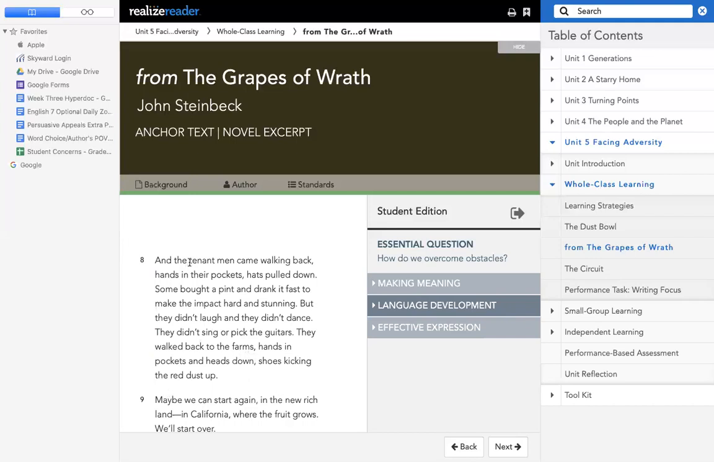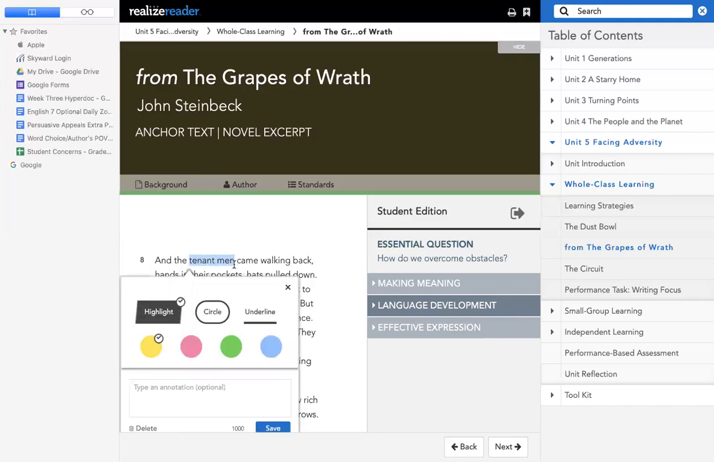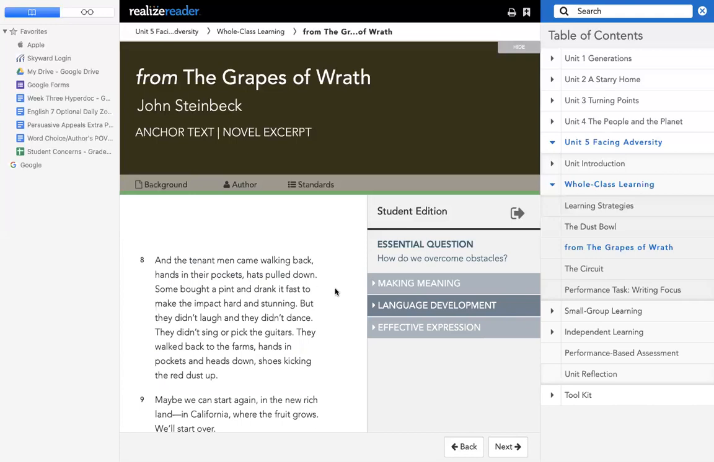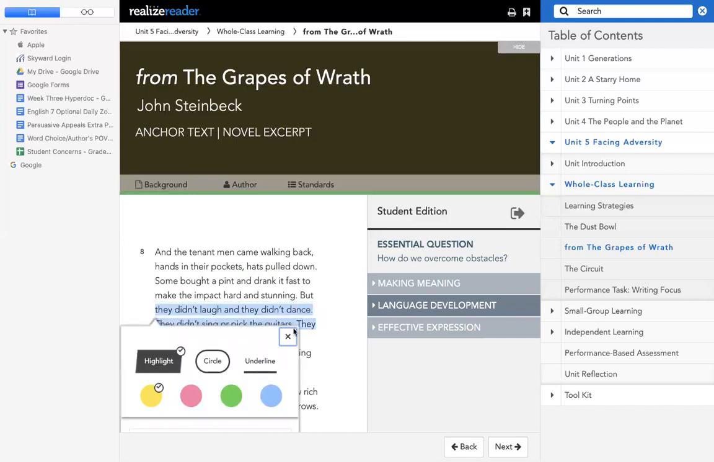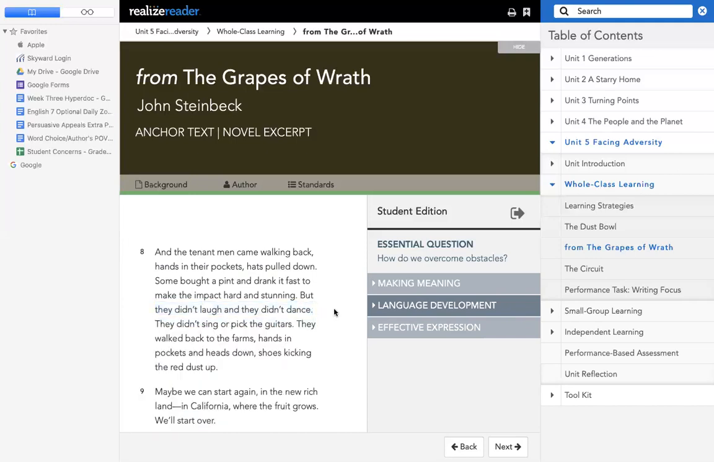This last paragraph, remember the tenant men are the men who are selling this stuff to try and make just a little money so they can start over. This paragraph describes them coming back from having sold all these things. And as you can see, they didn't laugh and they didn't dance, so they're not happy about the stuff they've sold. They're not happy with how much money they got for it, and they're not happy that they had to sell it, but they did have to. So this is a very sad thing for them. Their heads are down and they wish that they didn't have to be doing this.